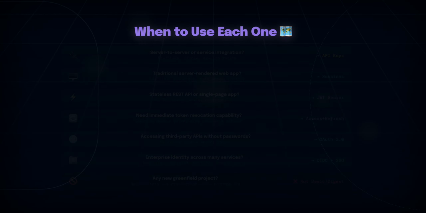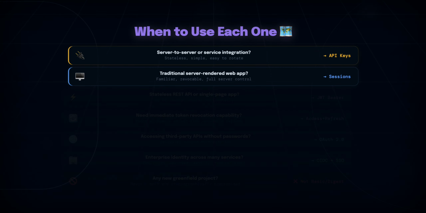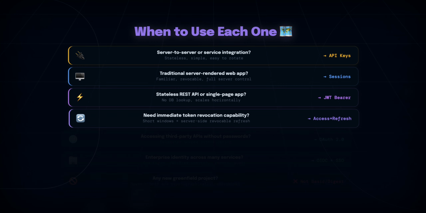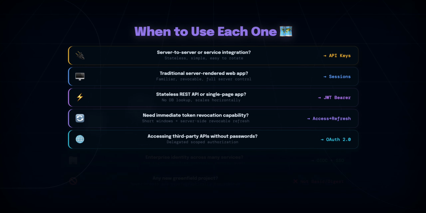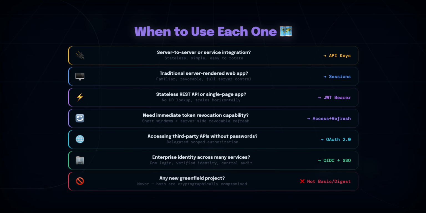So, how do you rapidly map requirements to the right method? Connecting servers, API keys. Traditional web apps, sessions. Scalable single-page apps, JWT bearer. Need revocation, add refresh tokens. Third-party access, OAuth 2.0. Internal enterprise identity, OIDC and SSO. It's an exact science. Now let's lock it in.